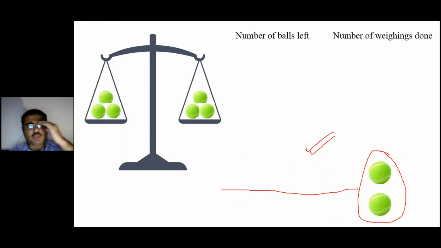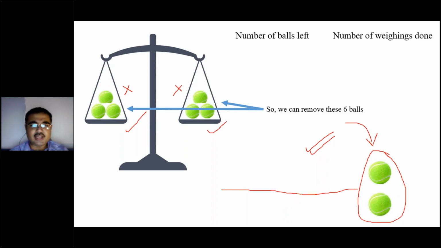I put these 3 into the weighing machine. What happens is the weighing machine stands still. Suppose it stands still. I can say the heavier ball is not present here. These are equal in weight. But the heavier ball is definitely there. So the heavier ball is definitely present in these 2.